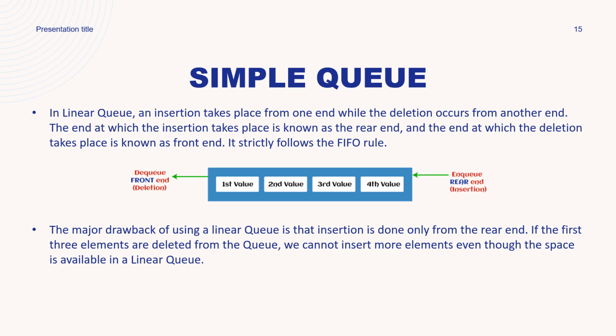And actually the major drawback of using a linear queue or simple queue is that the insertion is done only from the rear end, right? And if the first three elements are deleted from the queue, we cannot insert more elements even though the space is available, because the insertion is done from the rear end, but the space is available now because we have deleted the elements from the front end. So this is actually the drawback of the simple queue.